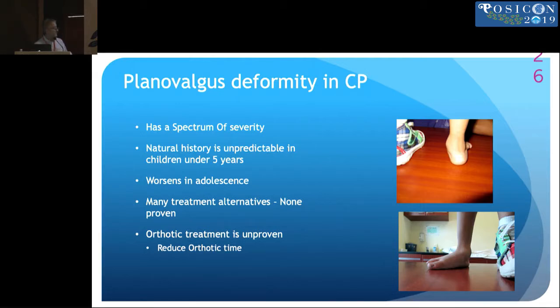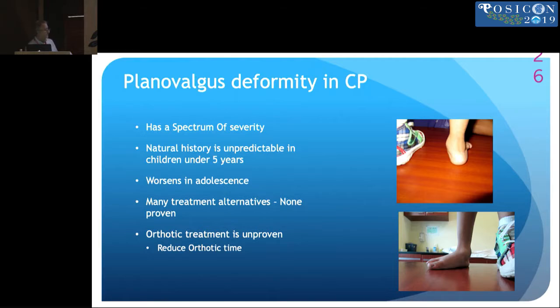Coming to planovalgus deformity. Now, planovalgus deformity is a spectrum disease. So therefore, its natural history is unpredictable in under 5s. But we know that as the kids get heavier, it worsens in adolescence. And there are many treatment alternatives, but none are clearly proven, and orthotic treatment is unproven.